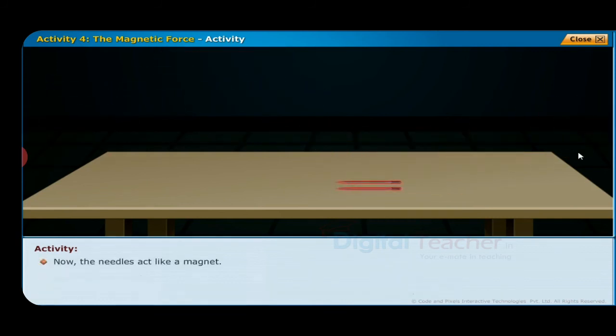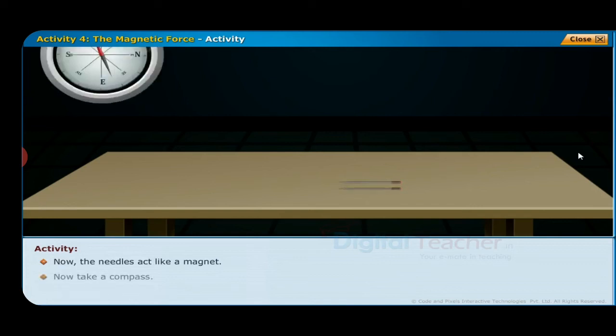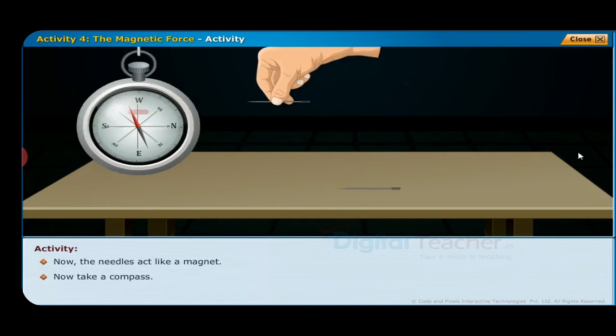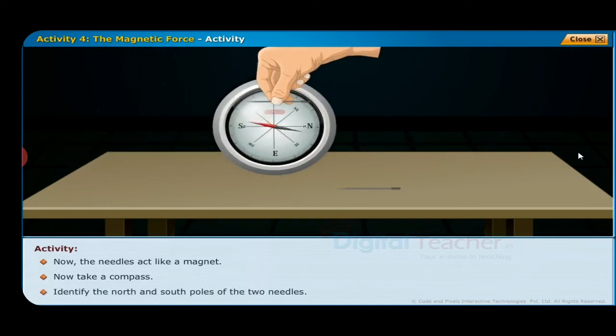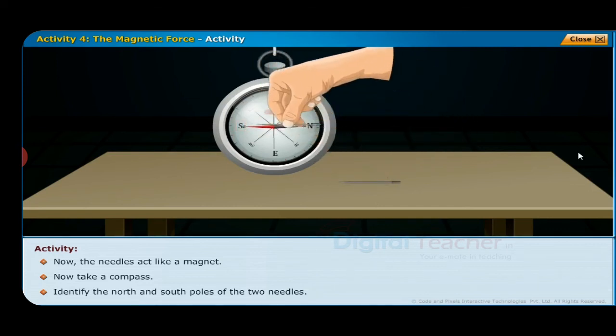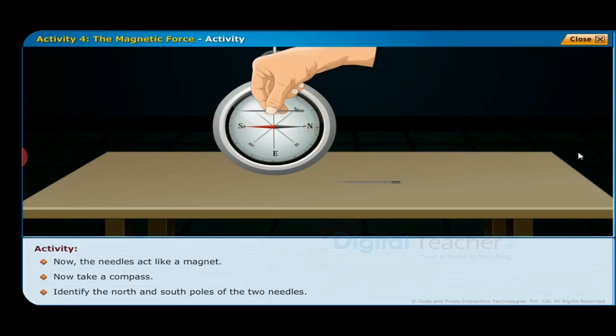Now, the needles act like a magnet. Now take a compass. Identify the north and south poles of the two needles. Similarly, identify the south pole of the needles.